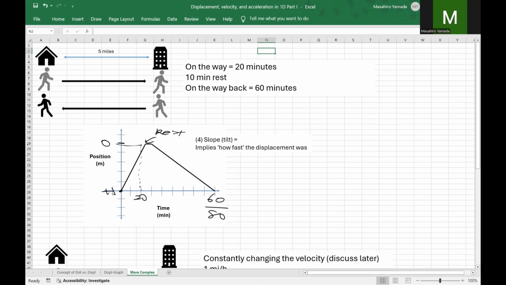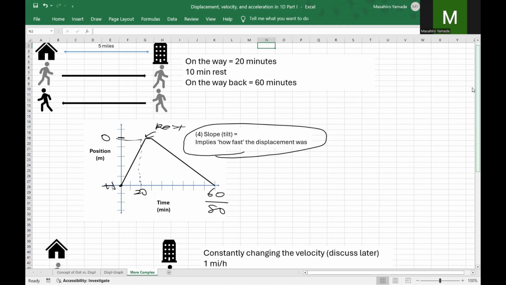Okay, so another important point I want you to learn about this graph of displacement over time is that the tilt or the angle of this displacement indicates how fast that person or the object actually displaced over time. The shallower the slope, the slower the displacement over time. So that's the 4th point.